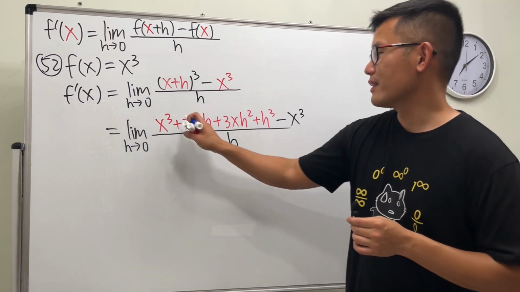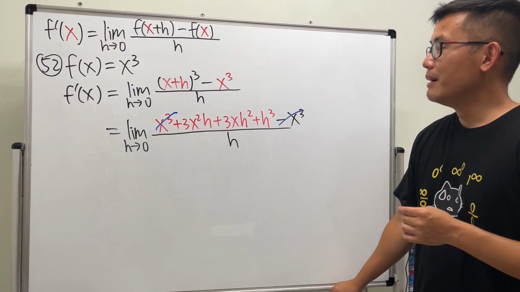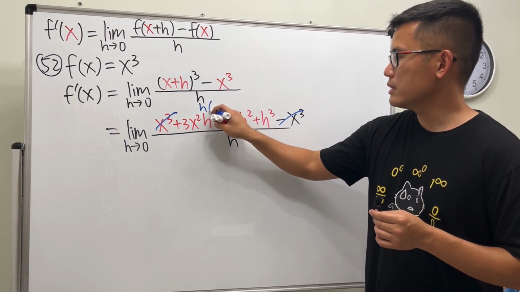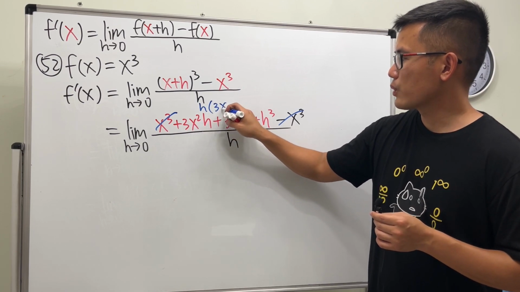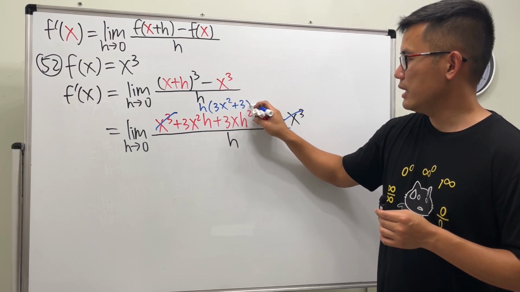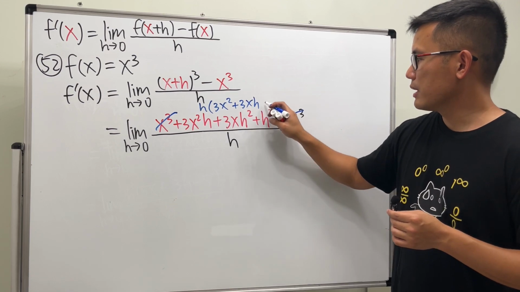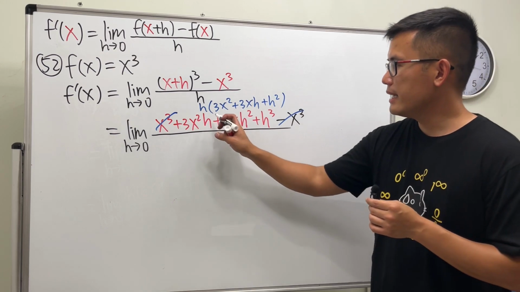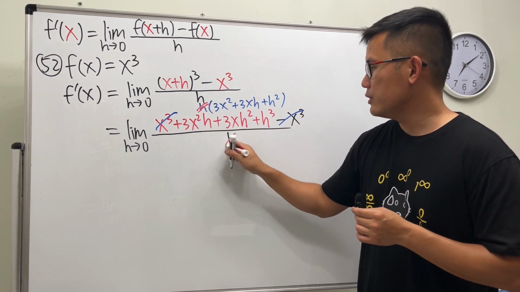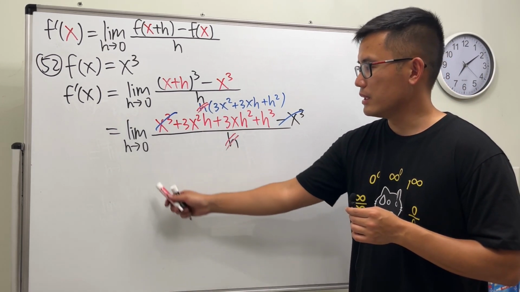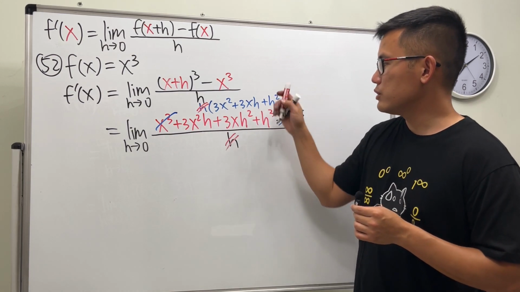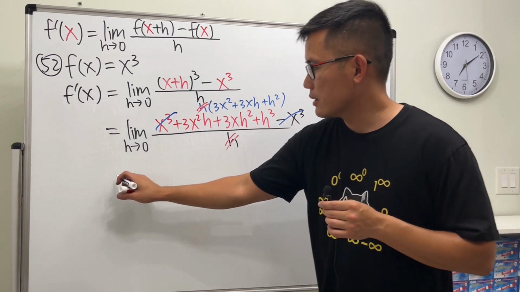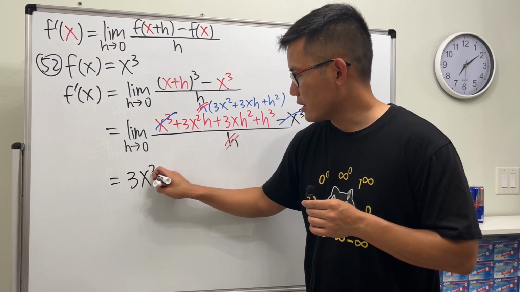We can only cancel one thing. But the good thing is that you have h. Can factor that out, and we get 3x squared plus 3x h, and then plus h squared. Okay, and then you see that this h and that h cancel. Finally, put a 0 into this h and that h, so they are gone, and we get 3x squared. Done.